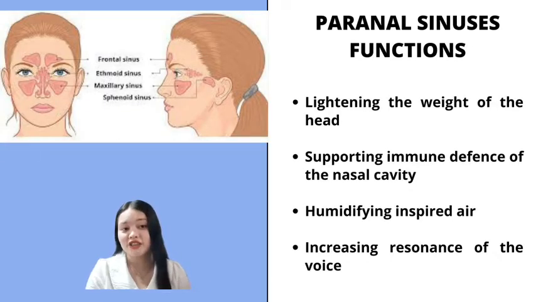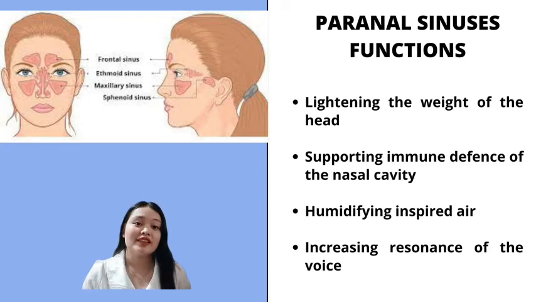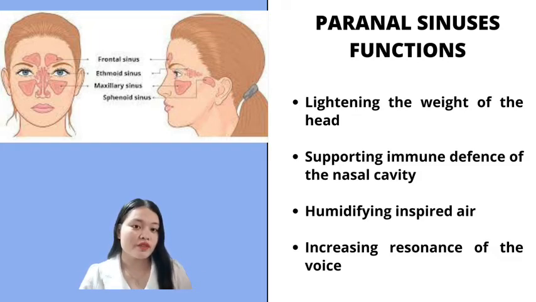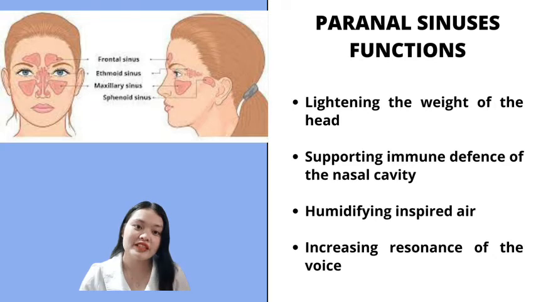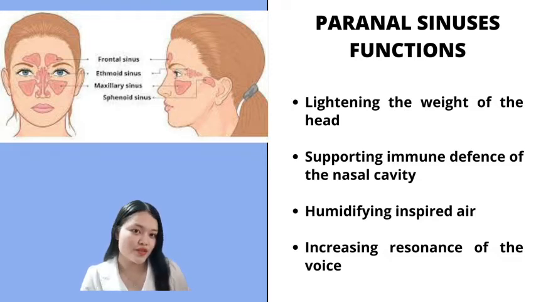The functions of the paranasal sinuses are lightening the weight of the head, supporting immune defense of the nasal cavity, humidifying inspired air, and increasing resonance of the voice. The paranasal sinuses are formed during development by the nasal cavity eroding into the surrounding bones. All the sinuses therefore drain back into the nasal cavity. Openings to the paranasal sinuses can be found on the roof and lateral nasal walls.